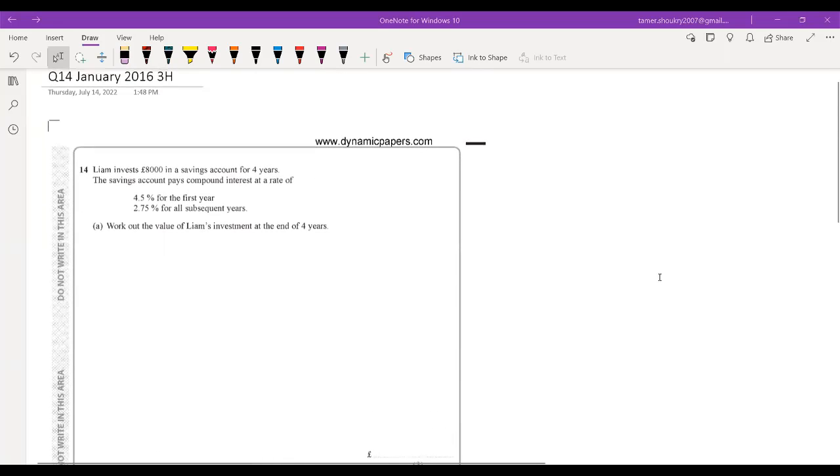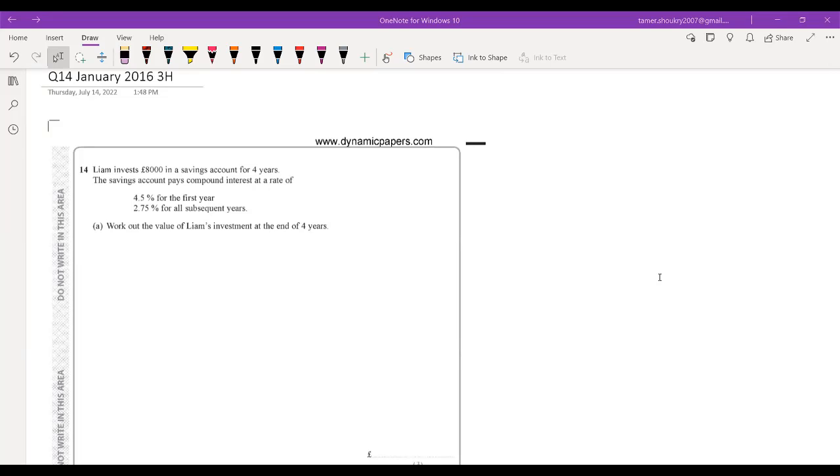Hello, everyone. In this video, I'm going to answer a question on numbers. The question is particularly on interests, and it says that Liam is investing 8,000 sterlings in a saving account for 4 years. The saving pays compound interest at two different rates. The first year is 4.5%, and the remaining 3 years is 2.75%.